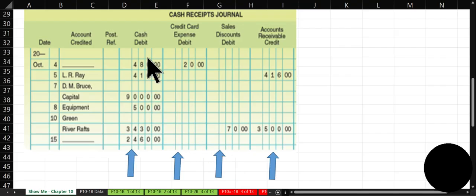And so the total from this debit is debited to cash. This would go as a debit to your credit card expense. This would go as a debit to sales discount, and the total in this column would be recorded as a credit to accounts receivable. Understand that for each customer, the individual amount would be credited.